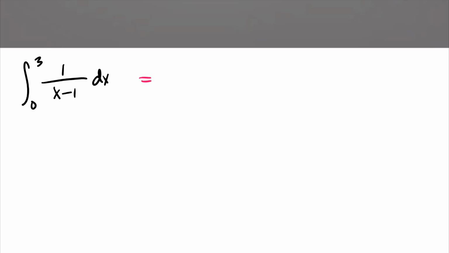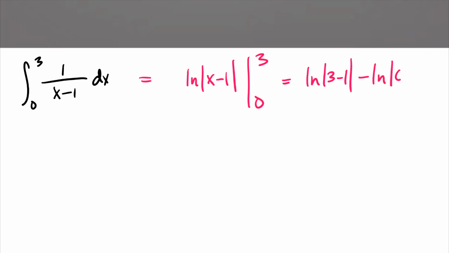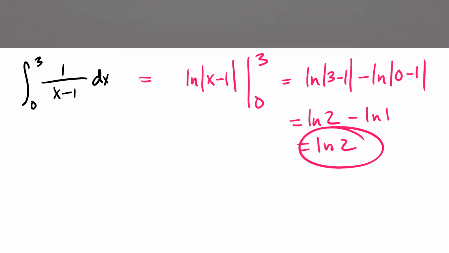Just go, oh, shoot. It's the natural log of the absolute value of x minus 1, evaluated from 0 to 3. So this is going to be the natural log of 3 minus 1, an absolute value, minus the natural log of 0 minus 1. So this is the natural log of 2 minus the natural log of 1. So it just equals the natural log of 2. And we're done.